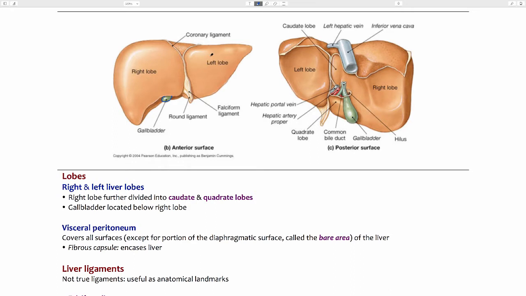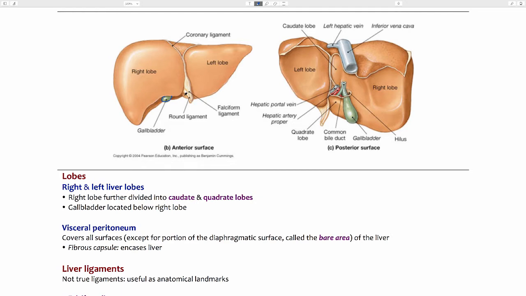This is called the bare area. There's also a fibrous capsule that wraps around the whole liver. There are ligaments which are used as landmarks. They're not true ligaments. They're actually remnants of different embryologic structures. So the falciform ligament, for example, divides the right and the left lobe.